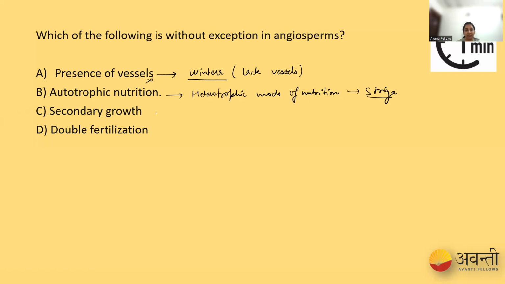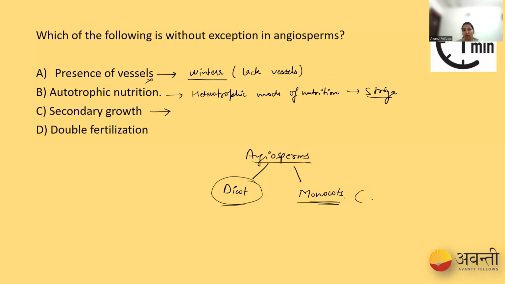Number C says secondary growth. We know that angiosperms consist of two groups, dicot and monocot. That means not all the angiosperms show secondary growth. Only the dicots show secondary growth, but the monocots do not show secondary growth because they do not have the cambium.